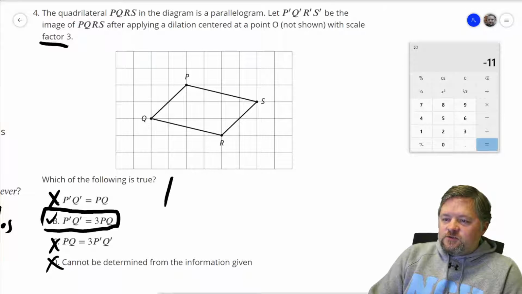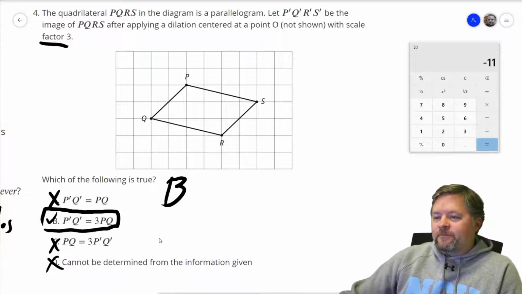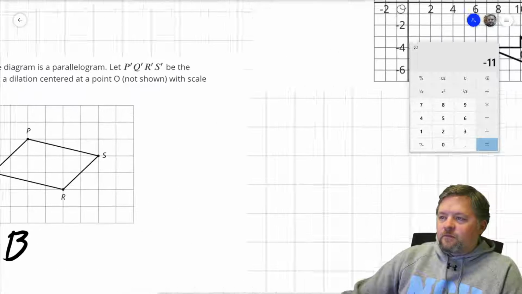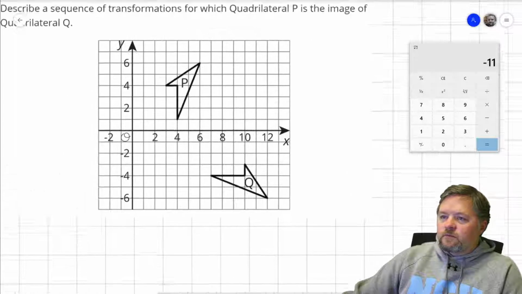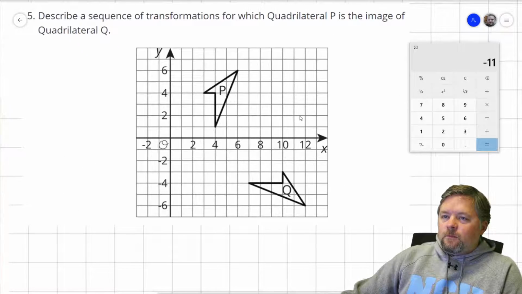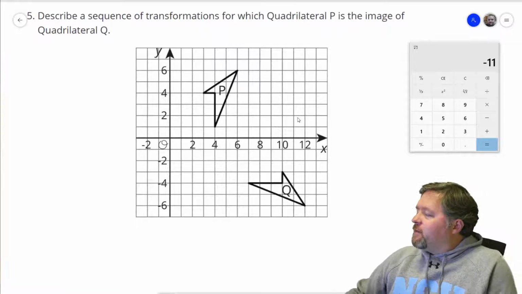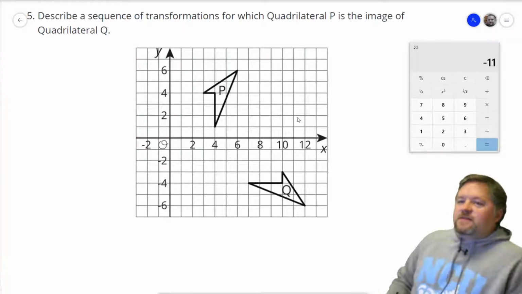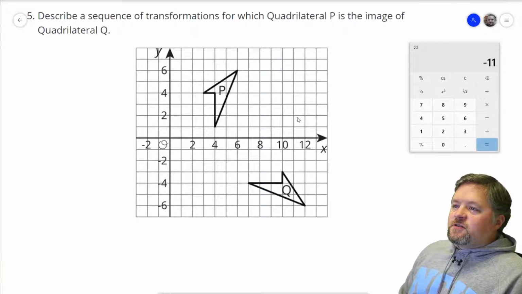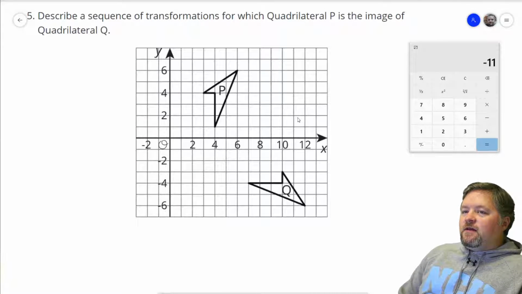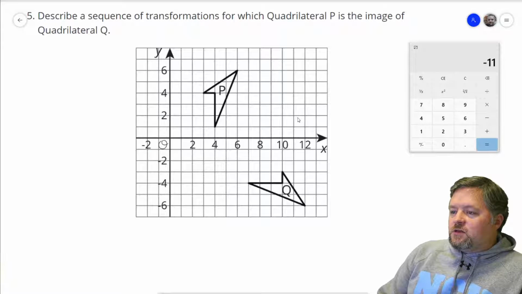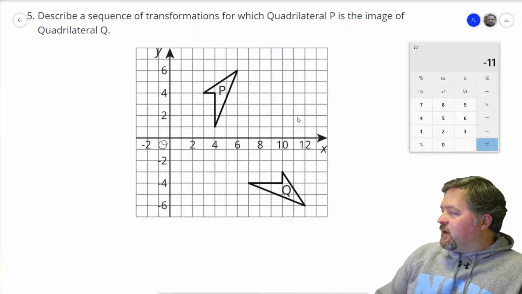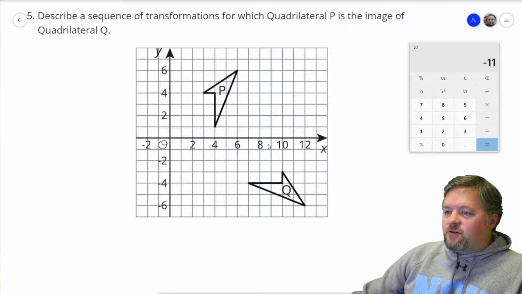Which of the following is true? B. Describe, I like describing, a sequence of transformations for which quadrilateral P is the image of quadrilateral Q. So how do we turn Q into P? How do we turn Q into P?